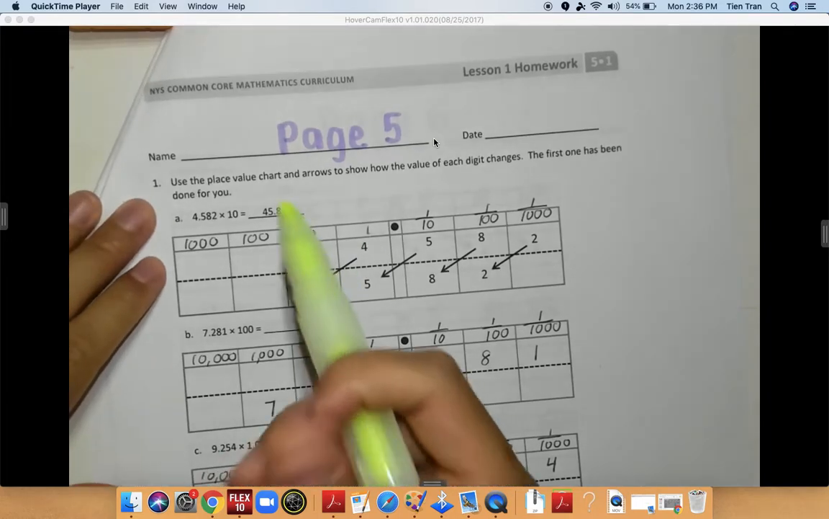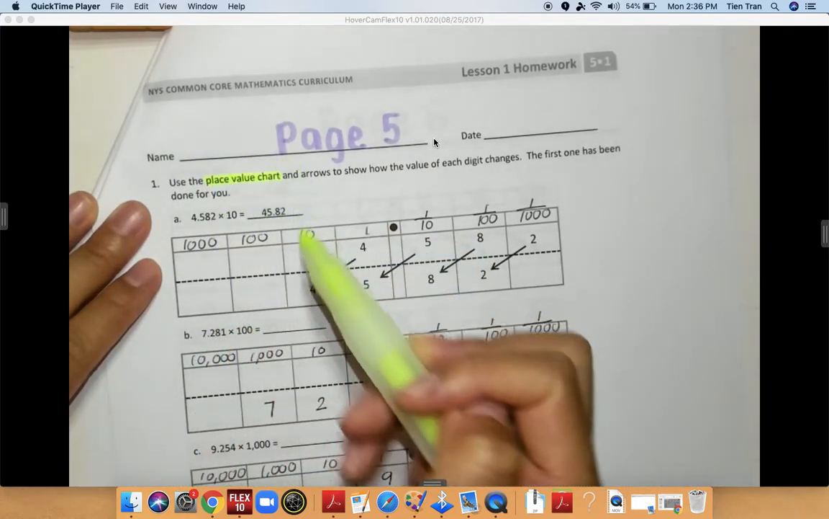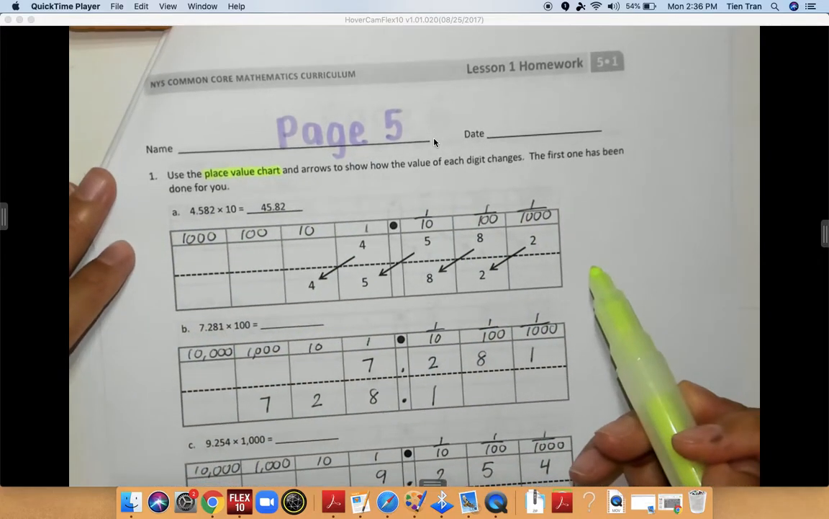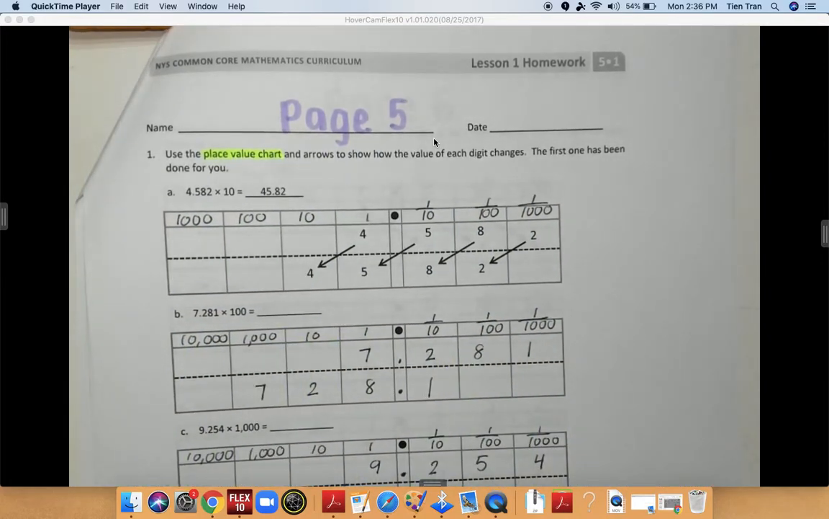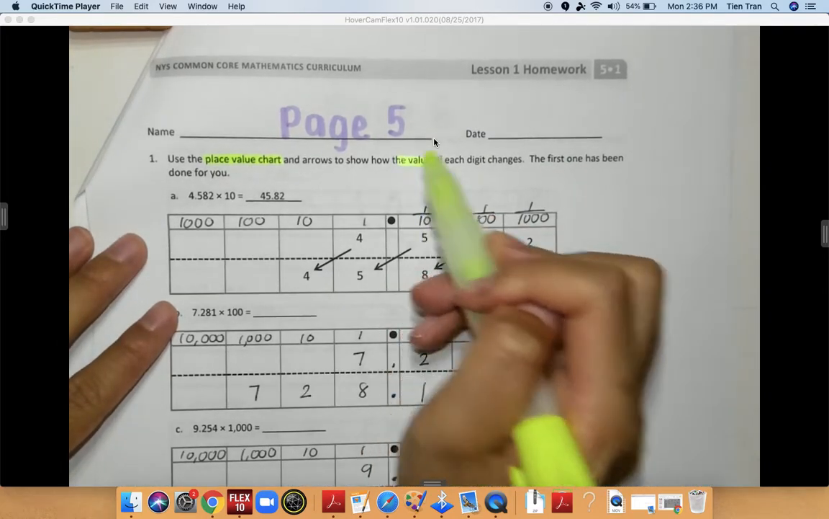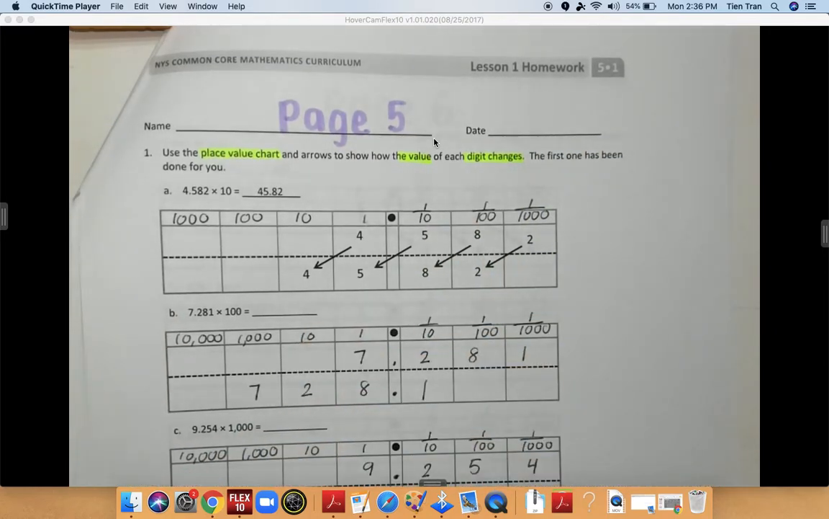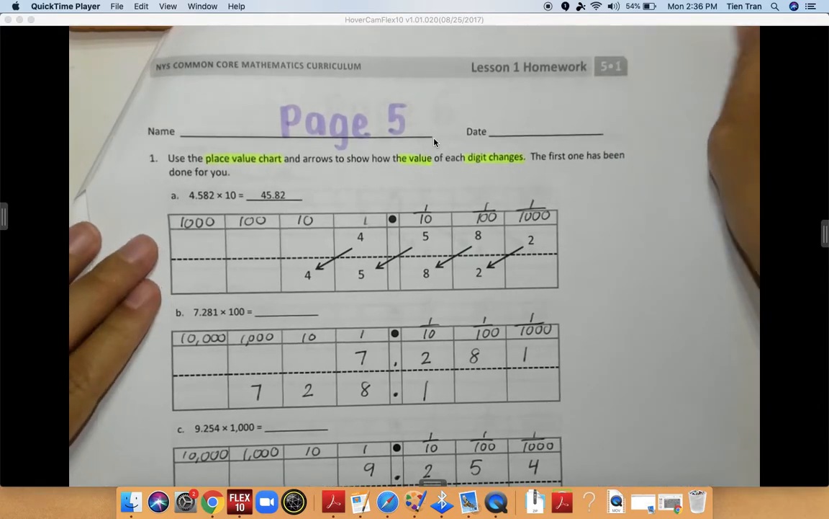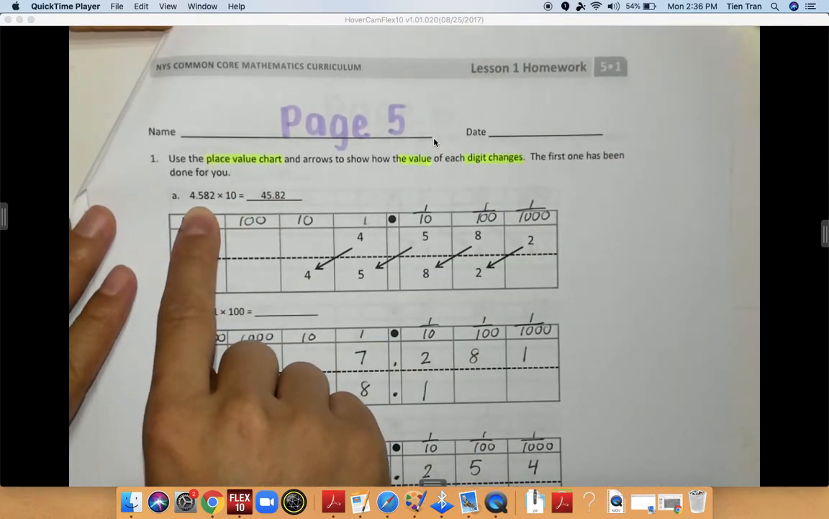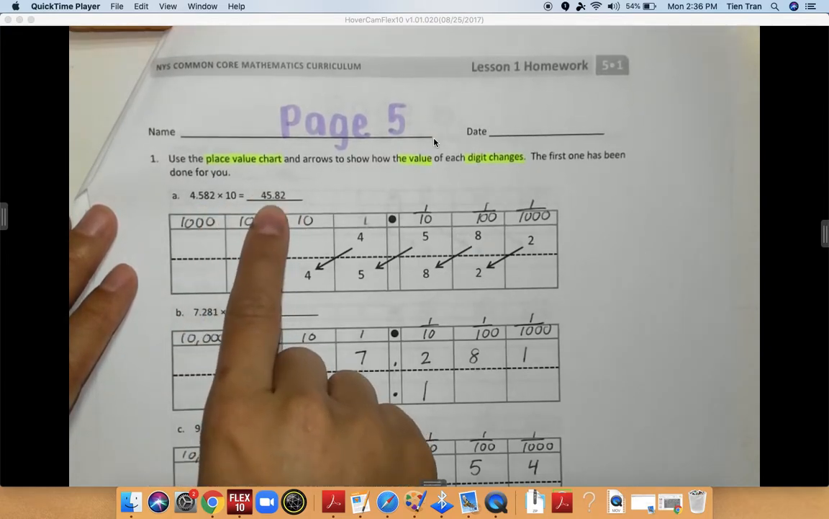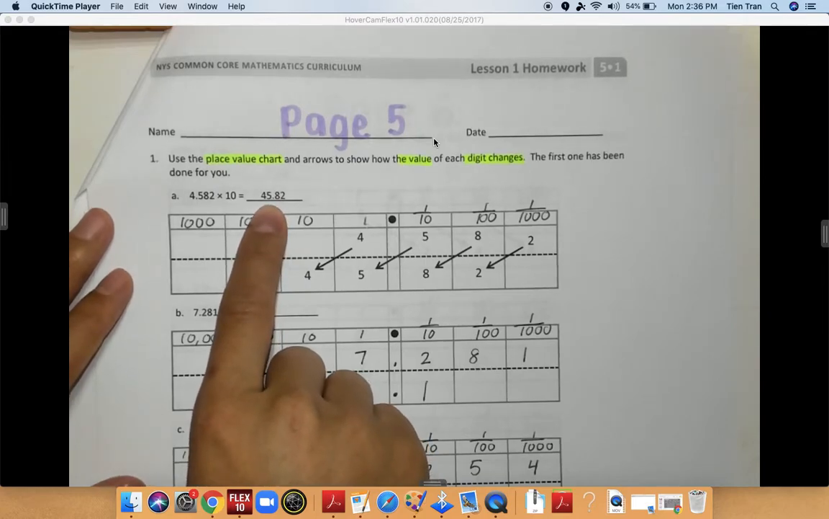So I'm going to make sure I use my place value chart, which is this chart right here, and I'm going to make sure that I show how the value of each digit changes. So I'm figuring out how each number changes, and they give an example right here. So the first one is already done for me. What I have here is the number 4 and 582 thousandths, times 10. And then you get the answer of 45 and 82 hundredths.